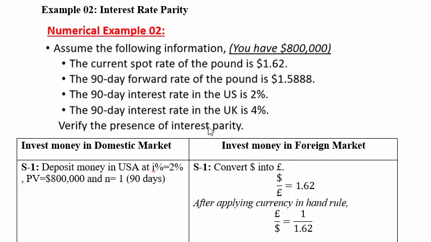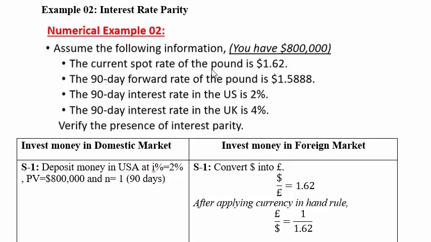The video that I'm recording is the numerical solution of example number 2 related to interest rate parity. So let's go through the numerical. Let's assume that we have $800,000 present with us. So by this we get an idea that the dollar is our domestic currency.